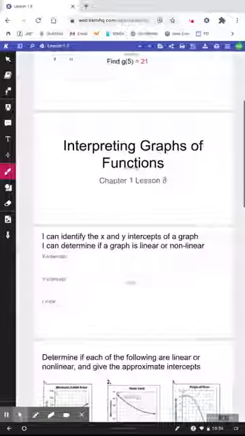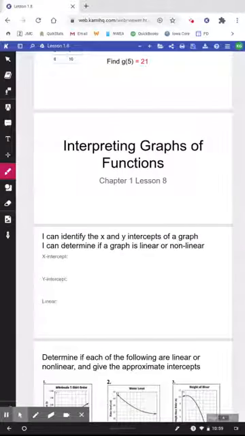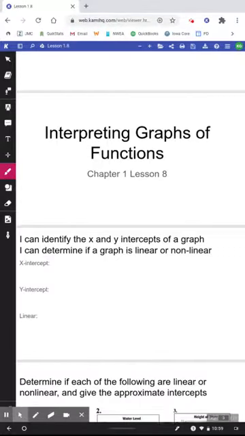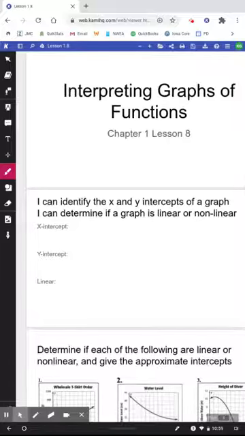Okay, Chapter 1, Lesson 8, Interpreting Graphs of Functions. So today we're going to be looking at graphs of functions, and we're going to be looking for a couple different things. The first thing we're going to do is be able to identify the x and y intercepts.